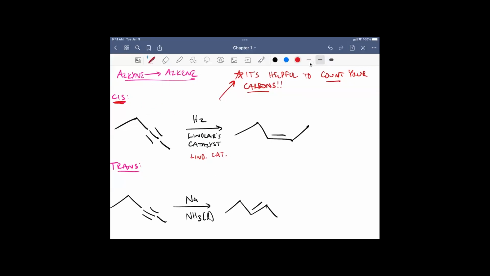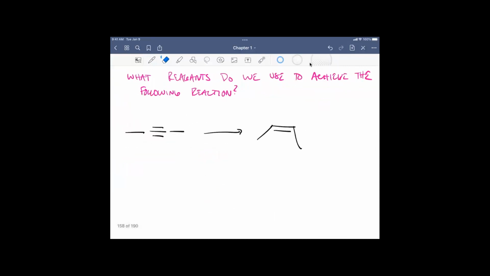And usually it's shown like this. You can also write it on the arrow as Na, NH3 liquid. I've just seen it shown like this a little more, so that's why I wrote it like that. So those are the two different reagents you can use. The question that I have for those reagents is, what reagent would you use to achieve this following reaction? So what do you guys think? I'll give you a few seconds.